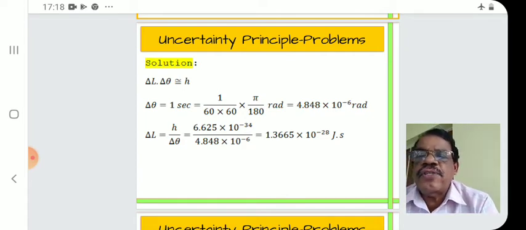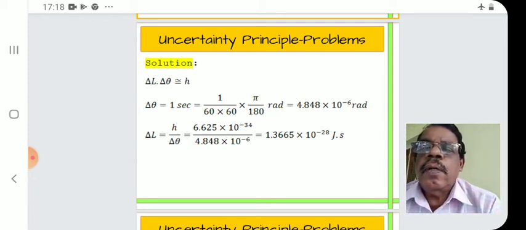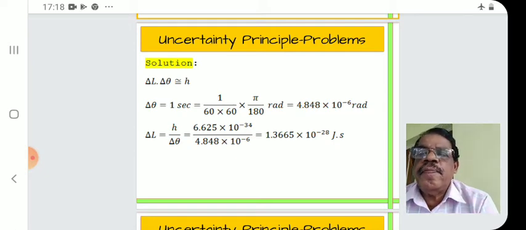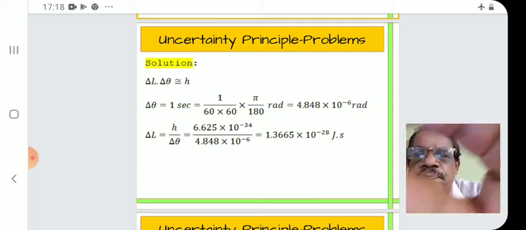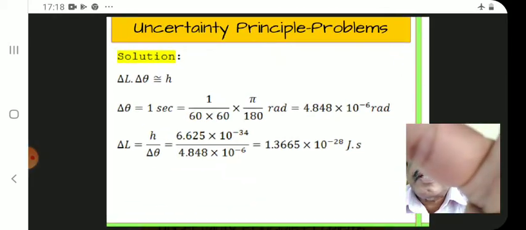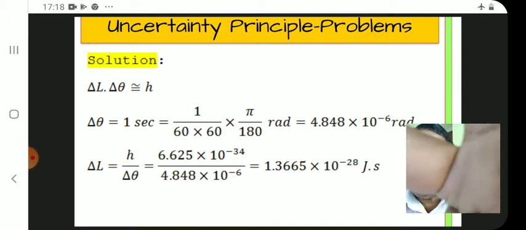1 second of angle is equal to 1 by 60 into 1 by 60 into pi by 180 radian. Initially you convert 1 second into minute, then you convert 1 minute into degree, and then into radian. This is the process. The answer for that calculation is 4.848 into 10 raised to minus 6 radian.